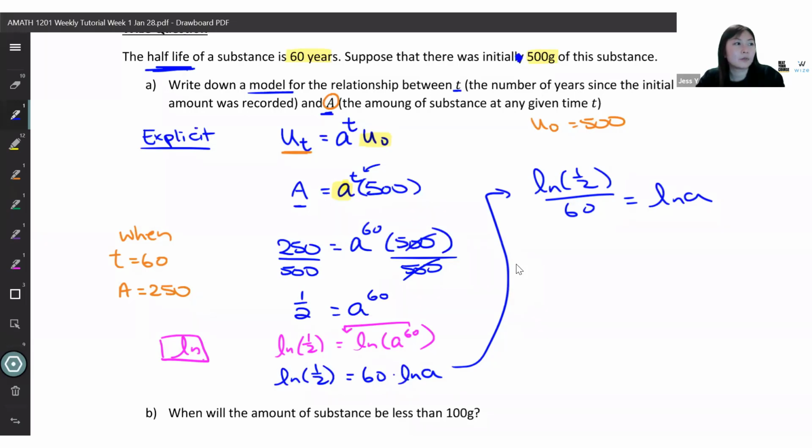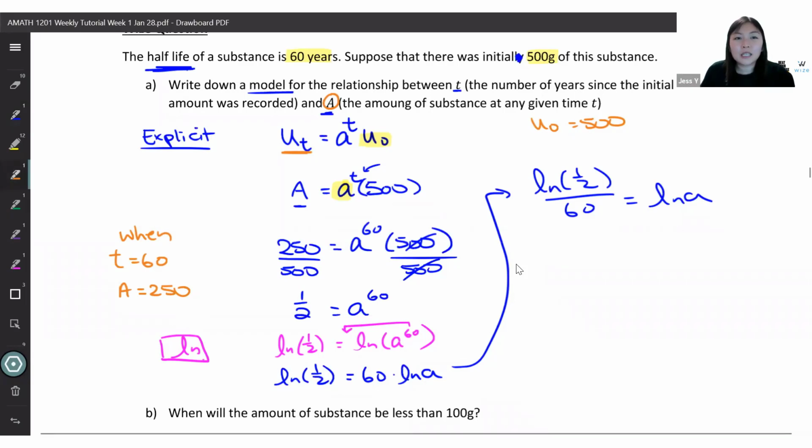I'm getting a lot of responses in both chat and Q&A saying E. Yes, the nemesis of ln is E. They're enemies. They get rid of each other. So I'm going to E both sides like that.